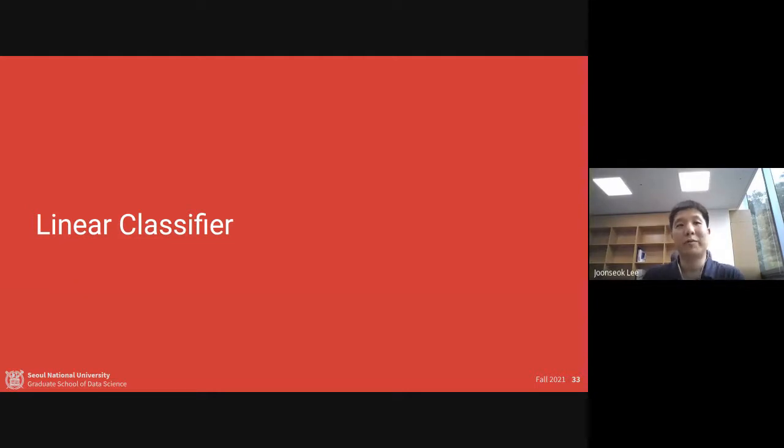So far, we have learned the first classifier, which is the nearest neighbor classifier, and we have seen its limitations. So let's move on to the next classifier, which is the linear classifier. Do you have any questions for now? Okay, I guess no. So let's move on to the linear classifier.